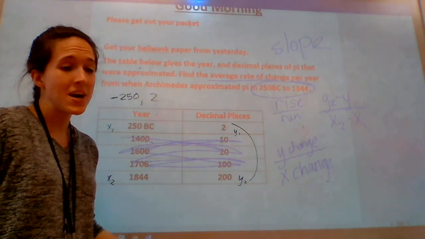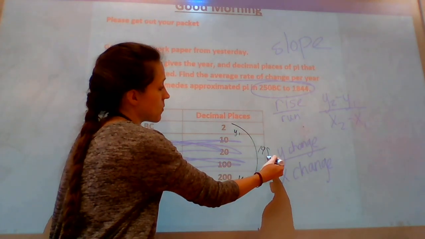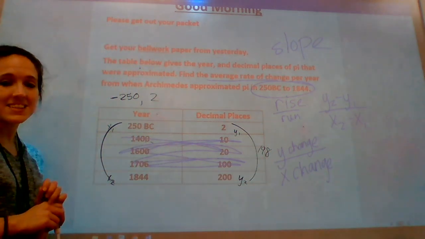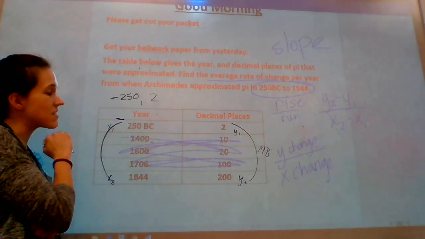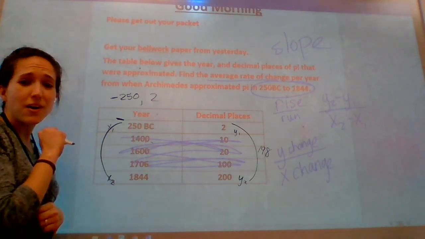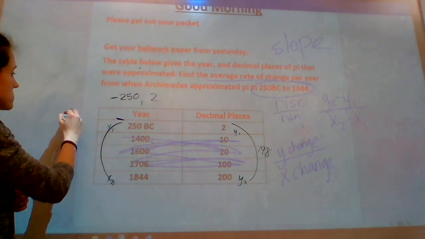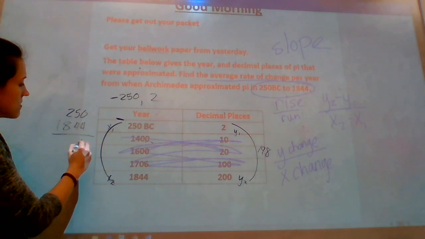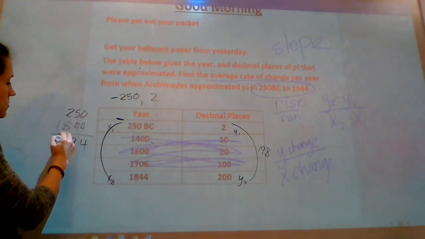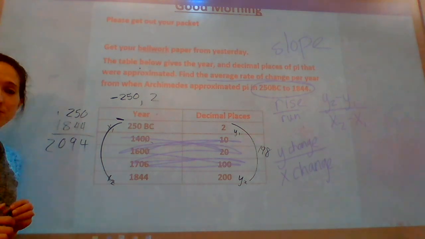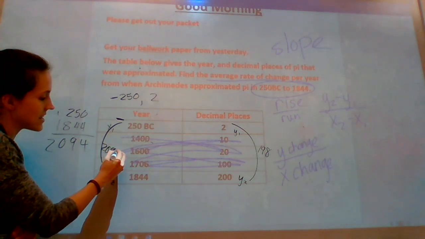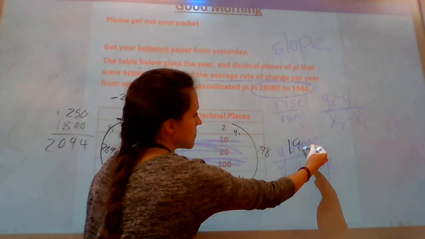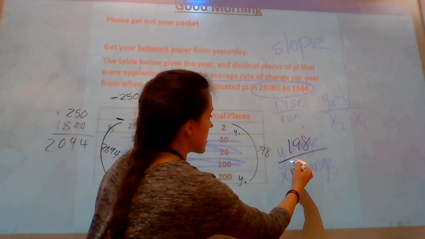When I go from 2 to 200, that's a change of 198. And then when I go from 250 to 1844, I have to think of that as really being a negative. So how far is it from negative 250 to 0? That's 250. From 0 to 1844, that's 1844. Use your calculator, do whatever you need to do. Add them together, that's 2,094 years.